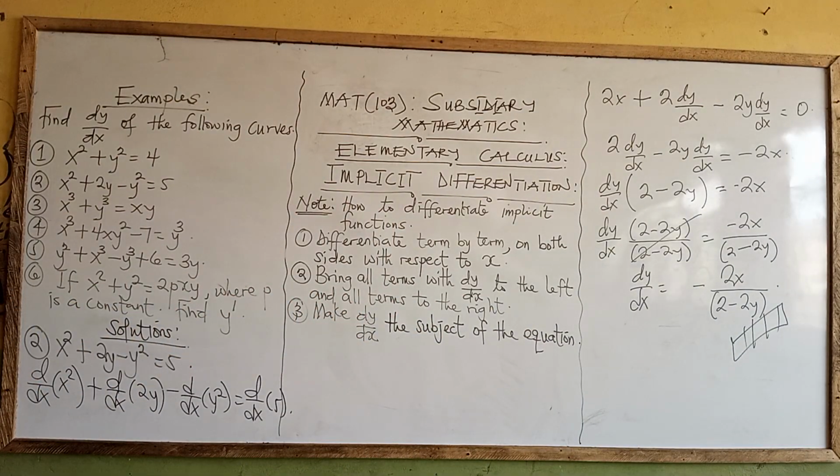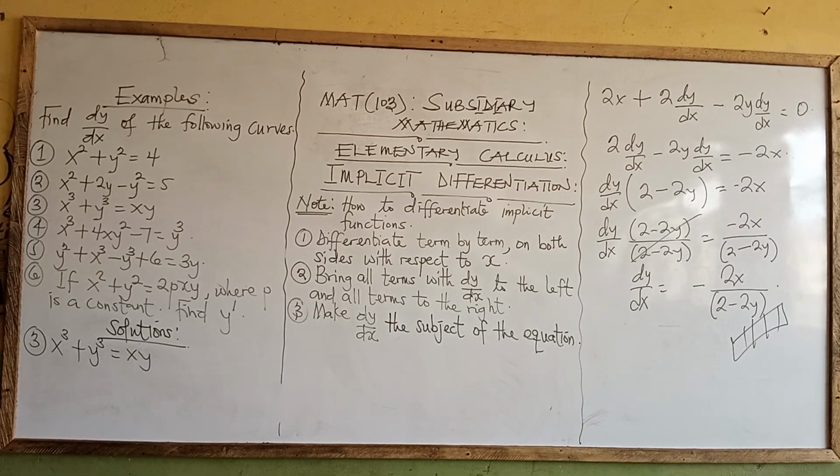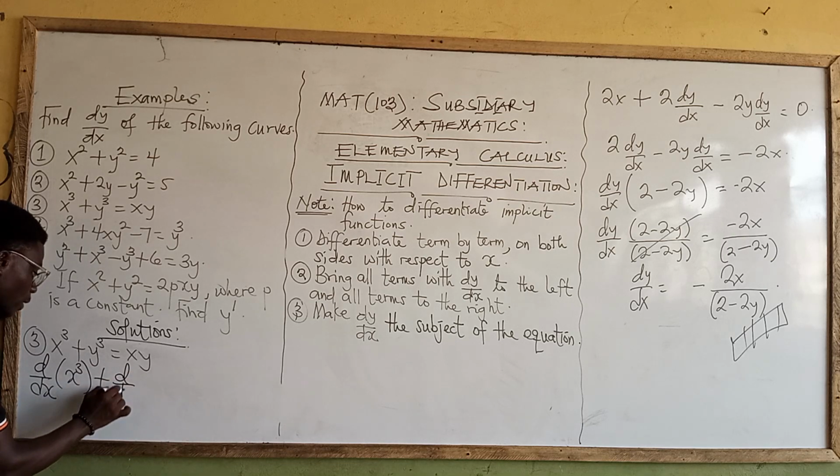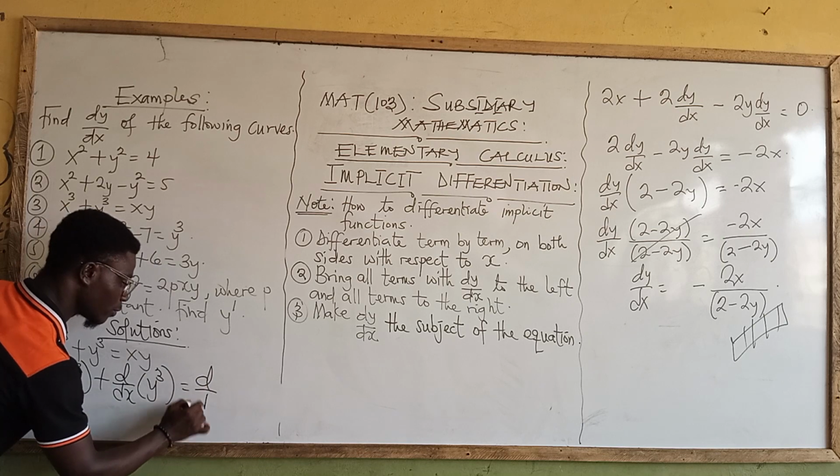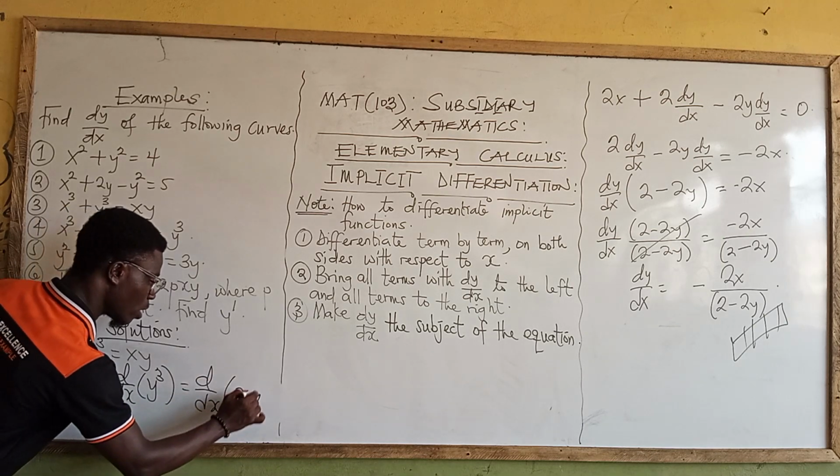Our next example. Question 3: x cubed plus y cubed equals xy. So we want to solve this question. We differentiate with respect to x of x cubed, plus we differentiate with respect to x of y cubed, then we differentiate with respect to x of xy.